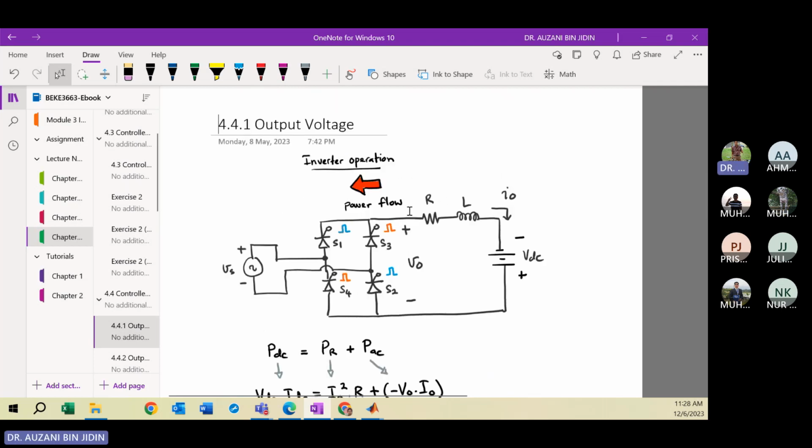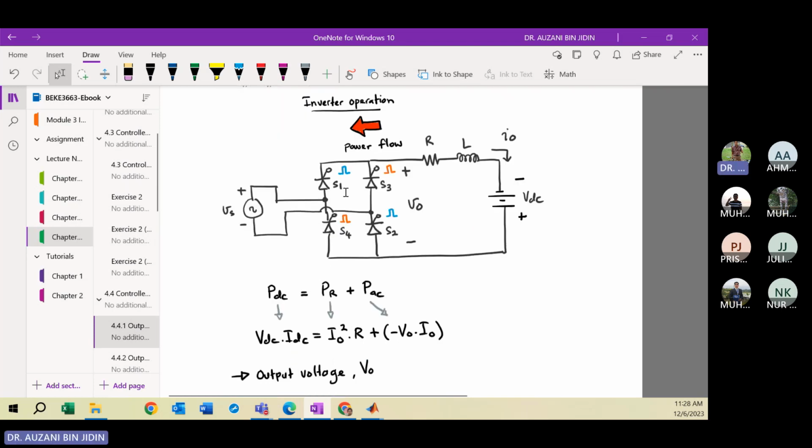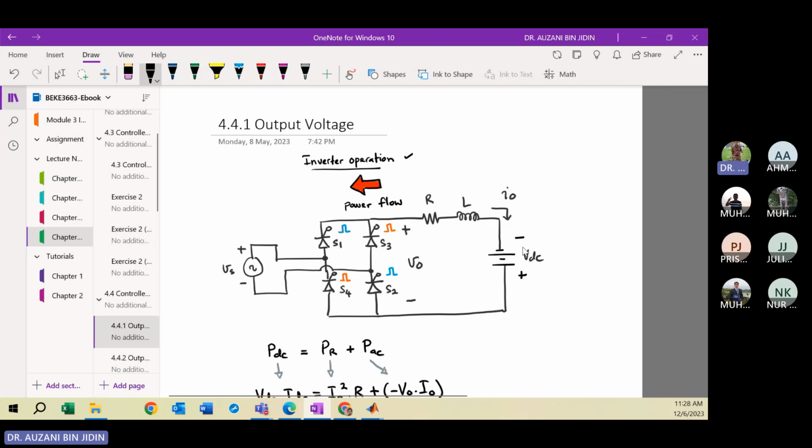Okay, so this is the inverter operation. Before we look at the output voltage equation, you need to know how the output voltage is produced, so sketch the output voltage. From the output voltage waveform, you can know how to get the output voltage equation. Remember for the inverter operation, the polarity of the DC source must be like this, plus at the bottom, minus at the top. So the current direction is still maintained as in the rectifying mode.